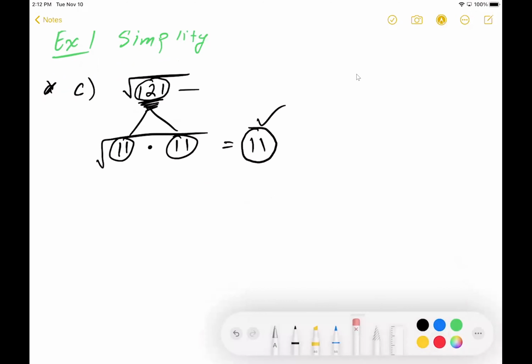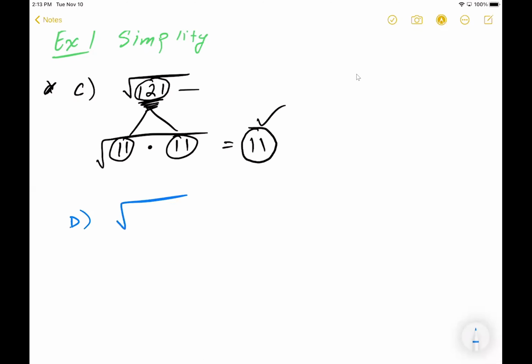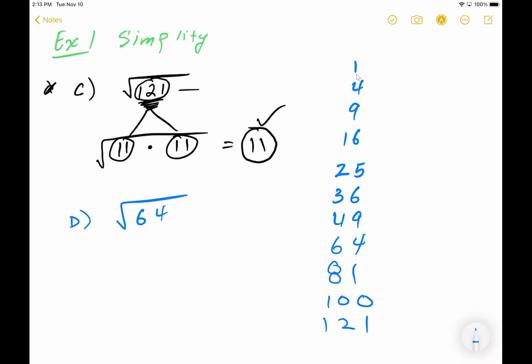Okay, so let's take a look at D. Let's say I have a square root of 64 here. Later on, you will see that I have it up for you, these are your perfect squares, the numbers that you want to remember. These are your first 12 numbers. Again, 1 is 1 times 1, 4 is 2 times 2, 3 times 3, 4 times 4, 5 times 5, 6 times 6, 7 times 7, 8 times 8. So we can see that 64 is a perfect square.